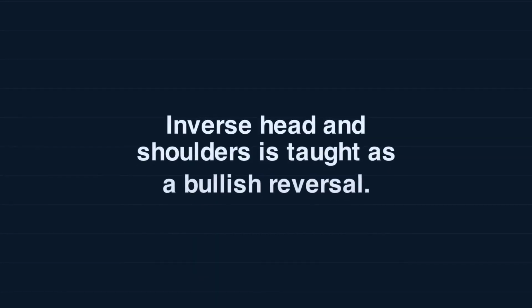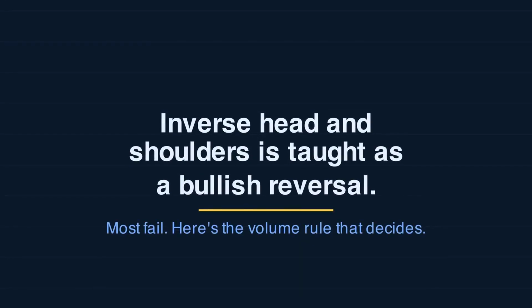Inverse head and shoulders is taught in every technical analysis course as the bullish counterpart to the regular head and shoulders pattern. Three lows, left shoulder, lower head, higher right shoulder, neckline at the highs in between. Theoretically, the pattern signals a reversal from downtrend to uptrend. In practice, most inverse HNS patterns retail traders identify never resolve correctly because the structural and volume rules that define a real inverse HNS get ignored.